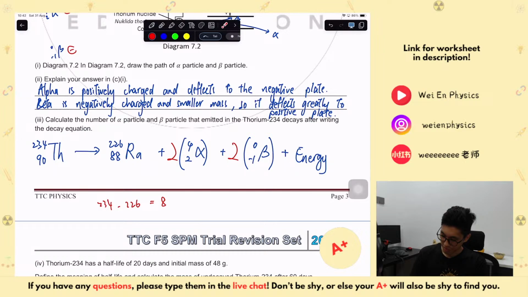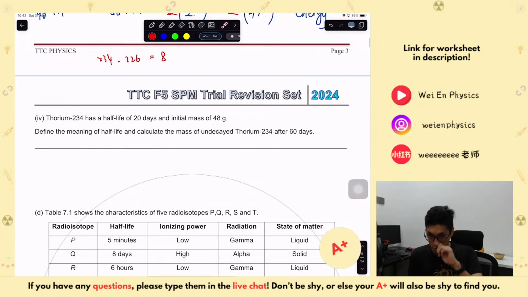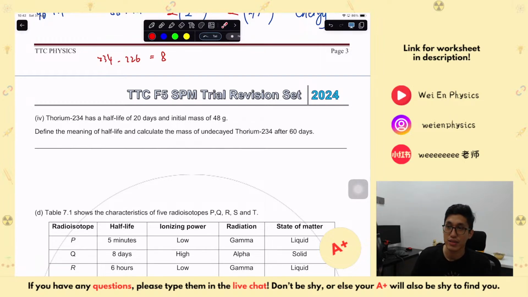Okay, next one. Thorium-234 has a half-life of 20 days and initial mass of 48 grams. Define the meaning of half-life and calculate the mass of undecayed thorium after 60 days. Okay, got 2 questions here. So we do the first part first. Define the meaning of half-life. So half-life is how long it takes for your radioactive thing to halve.